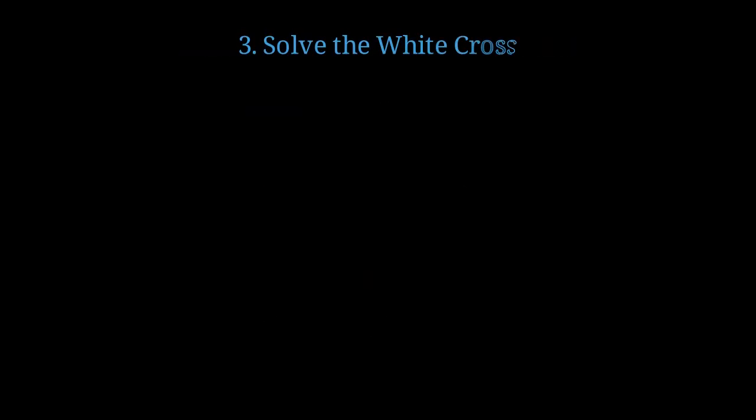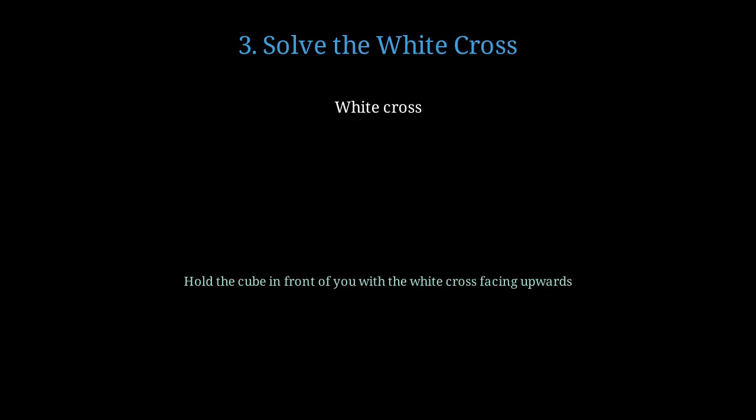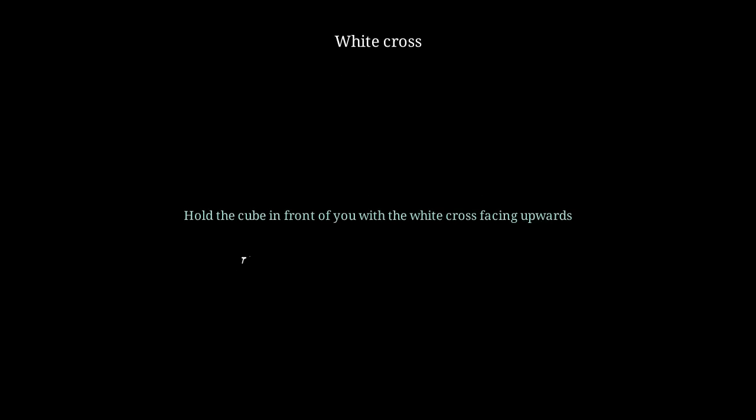The first step in solving the cube is to create a white cross on the top surface. To create the white cross, hold the cube in front of you with the white cross facing upwards. If a white edge piece is not in its correct position, use the U-turn to move it to its correct position. Once the white cross is in place, the next step is to solve the white corners.